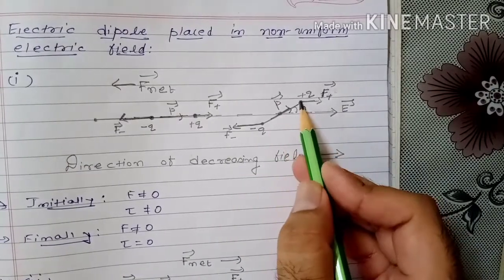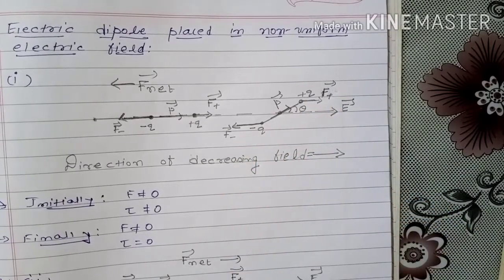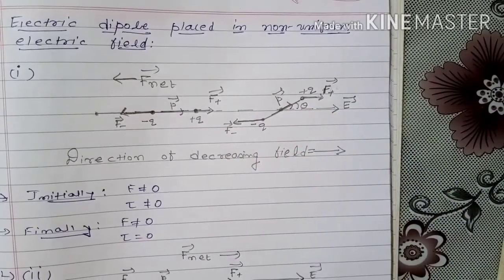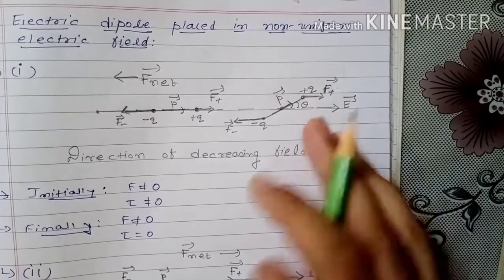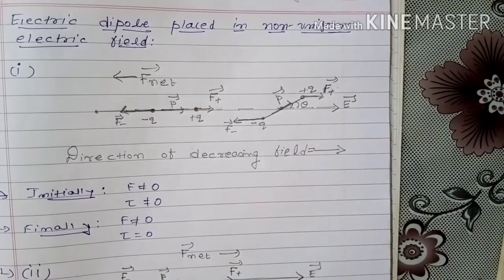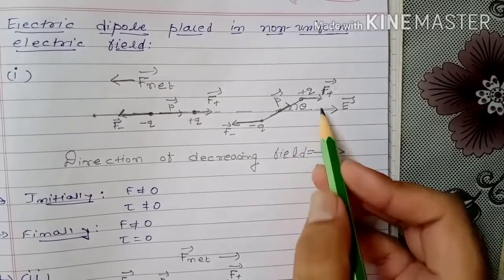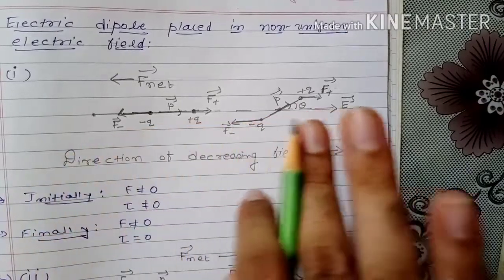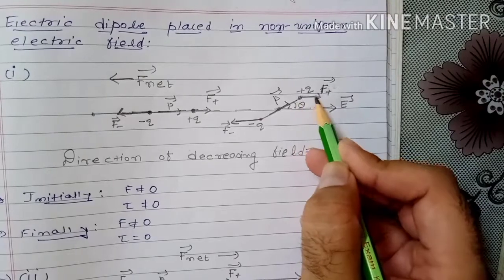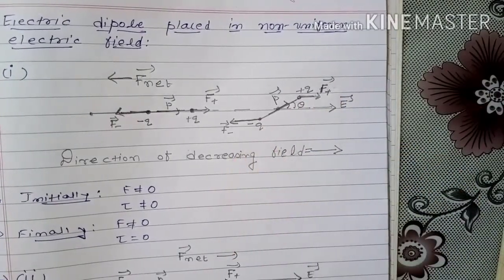First of all, the force acting on the positive charge, that is F plus vector, and the force acting on the negative charge, that is F minus vector. Here, the size of the arrow indicates the strength of the electric field. The force acting on plus q is less. Why? Because we know the formula of force, F is equal to qE. If the electric field is more, then force is more. If the electric field is less, then force will be less. Here, as we move towards the right, the electric field goes on decreasing. Therefore, here the electric field is less, therefore force is less. Here the electric field is more, therefore the force acting on the negative charge is more.